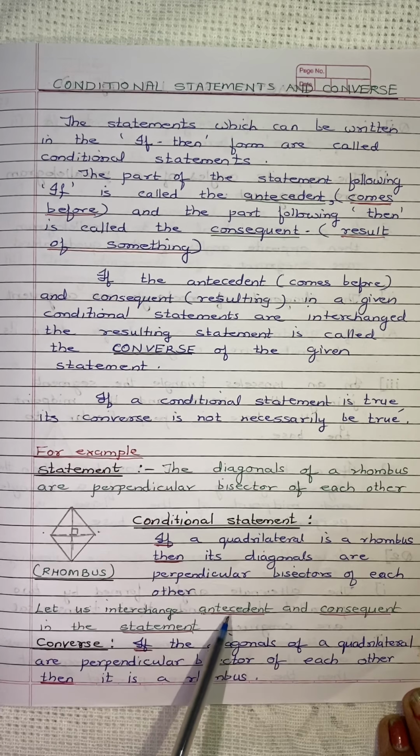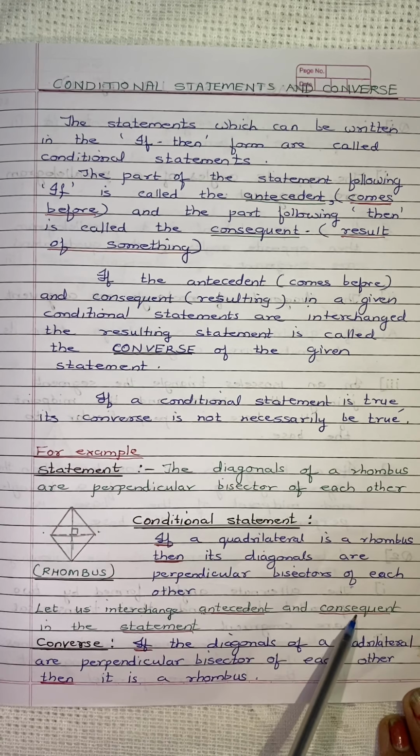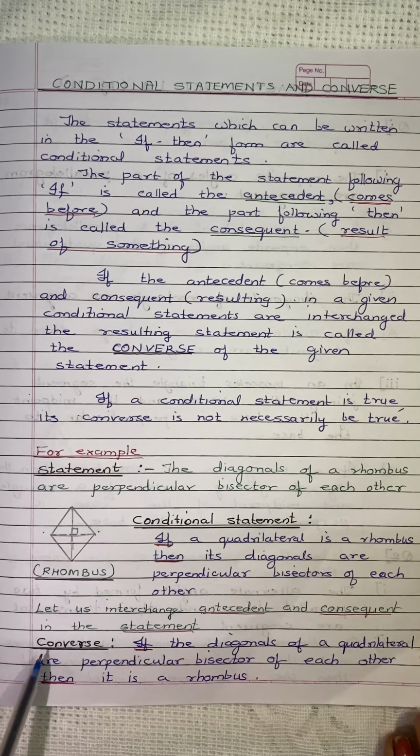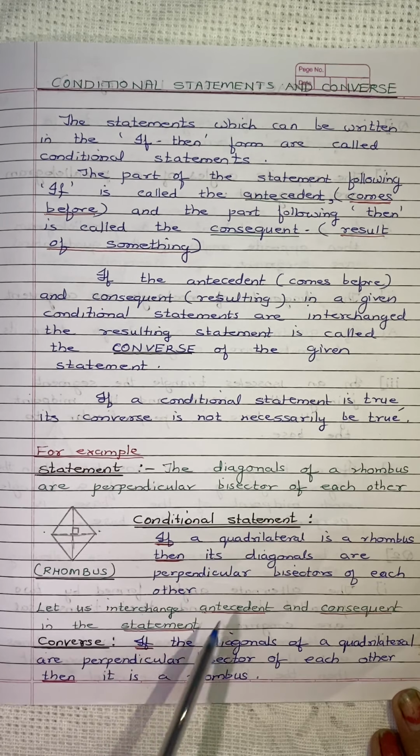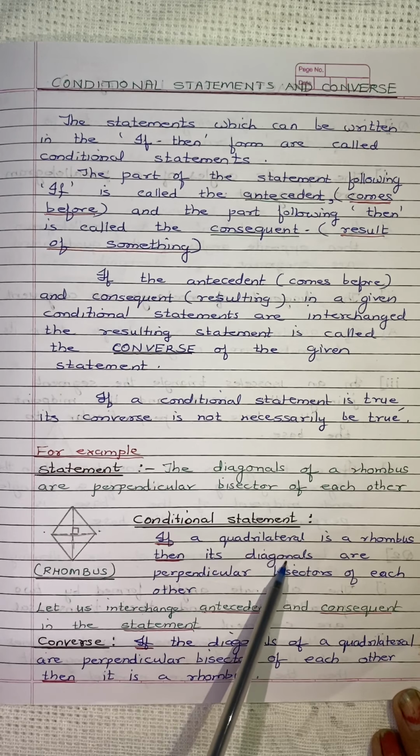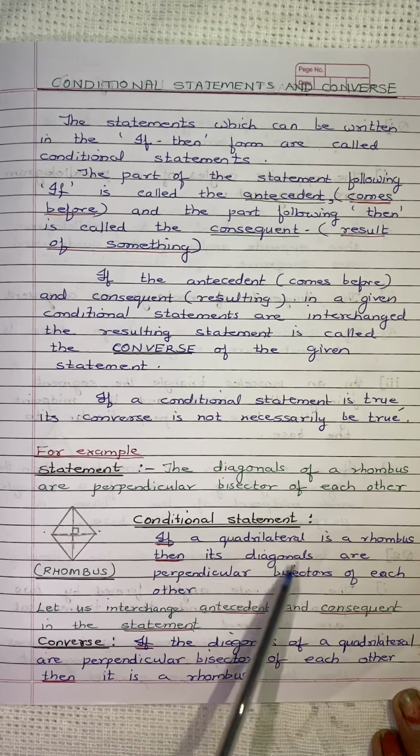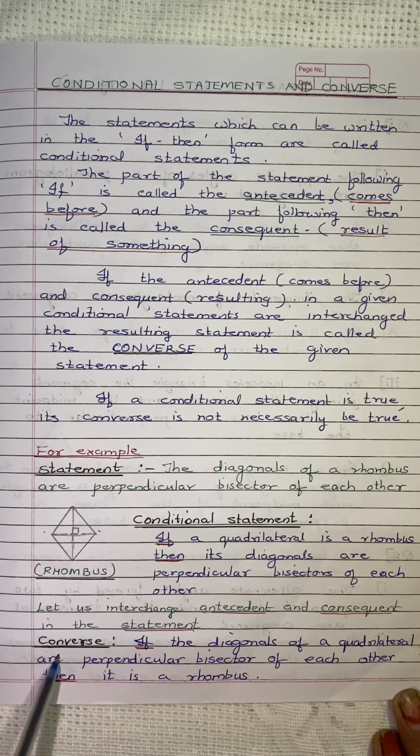Let us interchange the antecedent and consequent in the statement. Now if I have to write the converse of this statement, then I will write: if the diagonals of a quadrilateral are perpendicular bisectors of each other, then it is a rhombus.